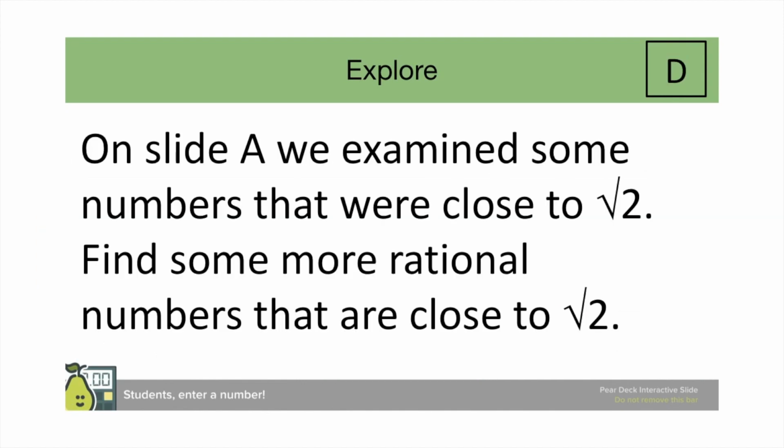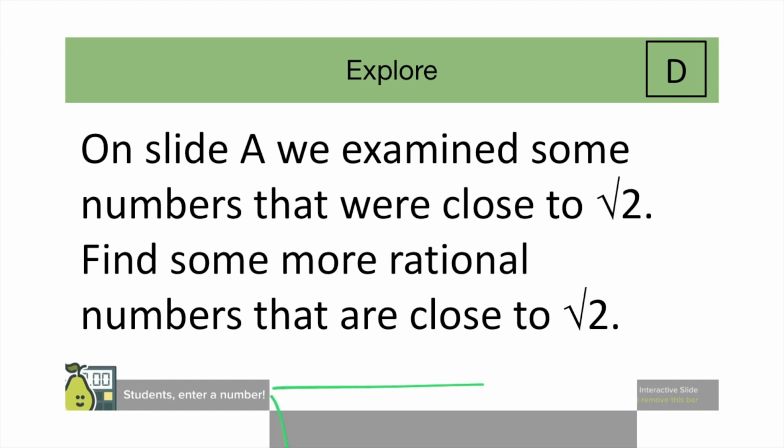This part of the Explore has students writing down more numbers that are close to square root of 2 that are also rational. For this portion, you can use the Pear Deck number slide, so students have to enter a number. They should see when you show the responses that the number line is going to be close to 2 anytime they put an answer. And so you want to make sure that they have answers that are close to 2.